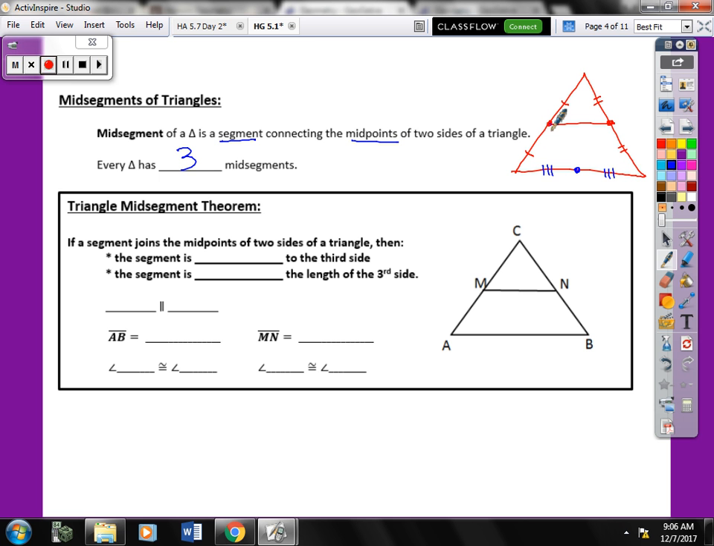So if you draw the midpoint on the third side, you could connect this with this, which would give me a second midsegment. And you could also connect this with this, which would give me a third midsegment. So it's like a little triangle inside a triangle.